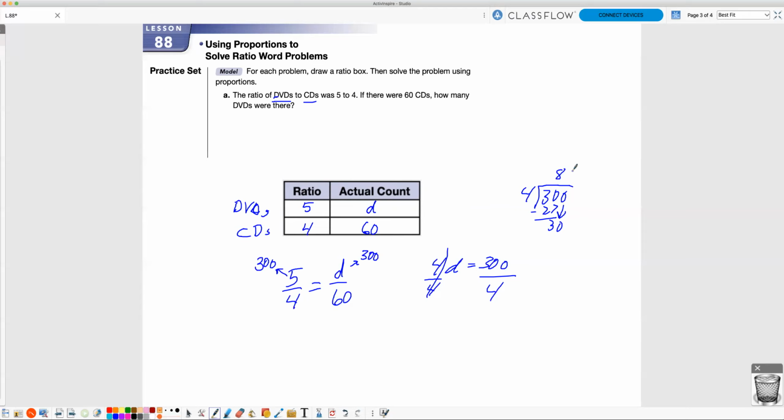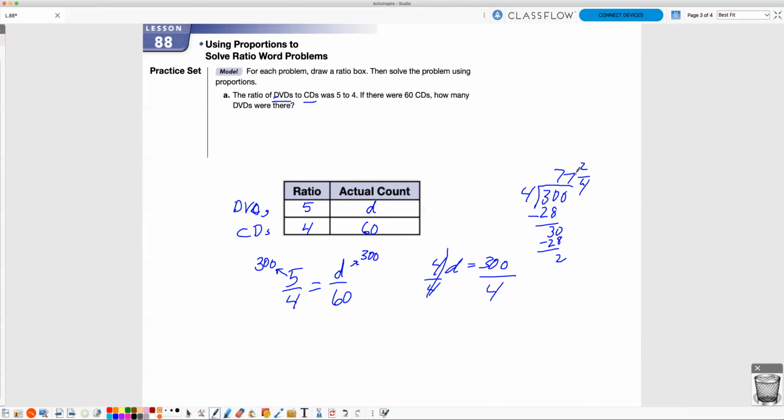30 would be, sorry, not 8. I gotta go back. I'm gonna backtrack. It is 7. So 7, 4 times 7 is 28, which would get me to 30. This would be 7, which would get me to 28. And I would have 2 left over and 4. So the actual count of CDs or DVDs would be 77 and a half.